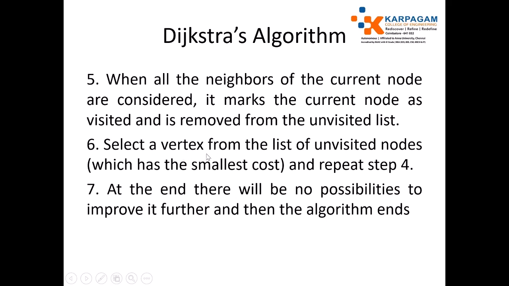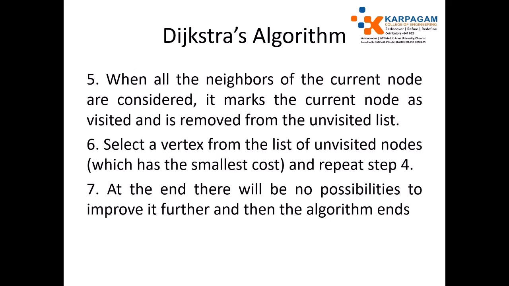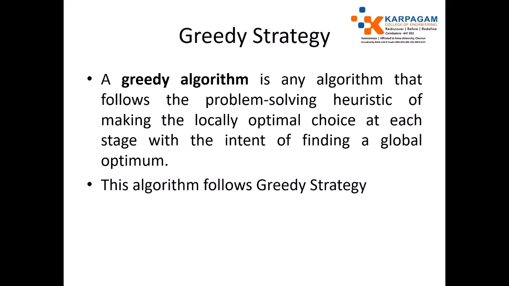The next step is to select a vertex from the list of unvisited nodes which has the smallest cost, and repeat the previous step, that is, updating the weights. Repeat again: select a vertex from the unvisited nodes which has the smallest cost and repeat step 4. At the end, there will be no possibilities to improve further, all the vertices are visited, and the algorithm ends.